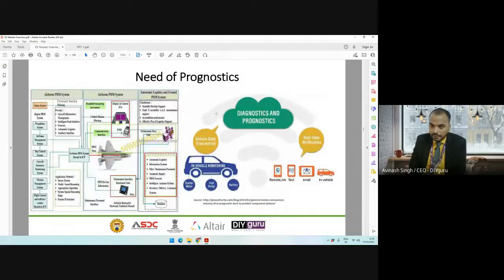Okay, need for prognostics. Who can tell me the difference between diagnostics and prognostics?